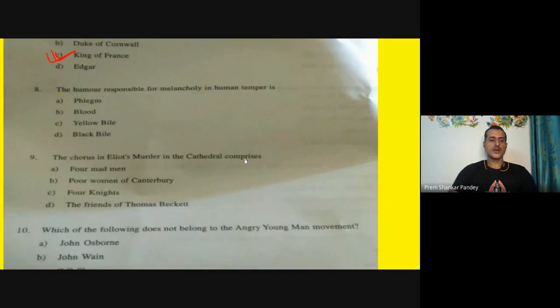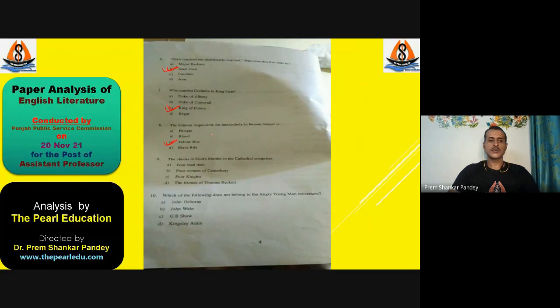Okay, the next question is from the philosophy of Ben Jonson. The humor responsible for melancholy in human temper. There are four humors according to Ben Jonson. The first is called the humor of blood. Humor of blood is related to optimism. Blood is related to optimism. The second one is phlegm, that is related to a dreamy disposition.